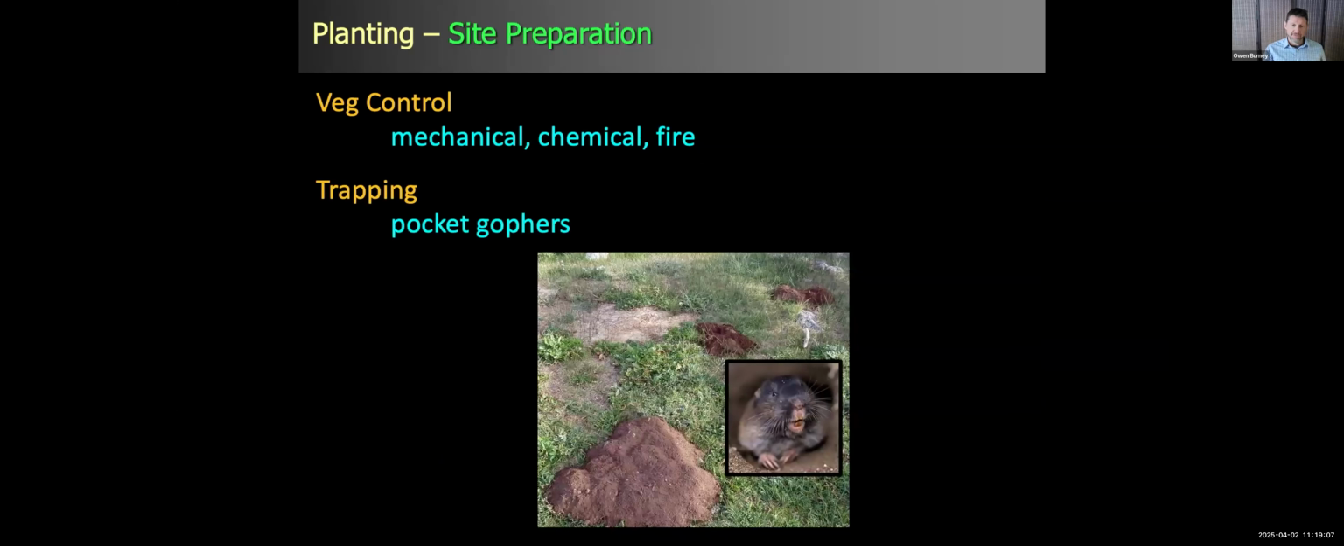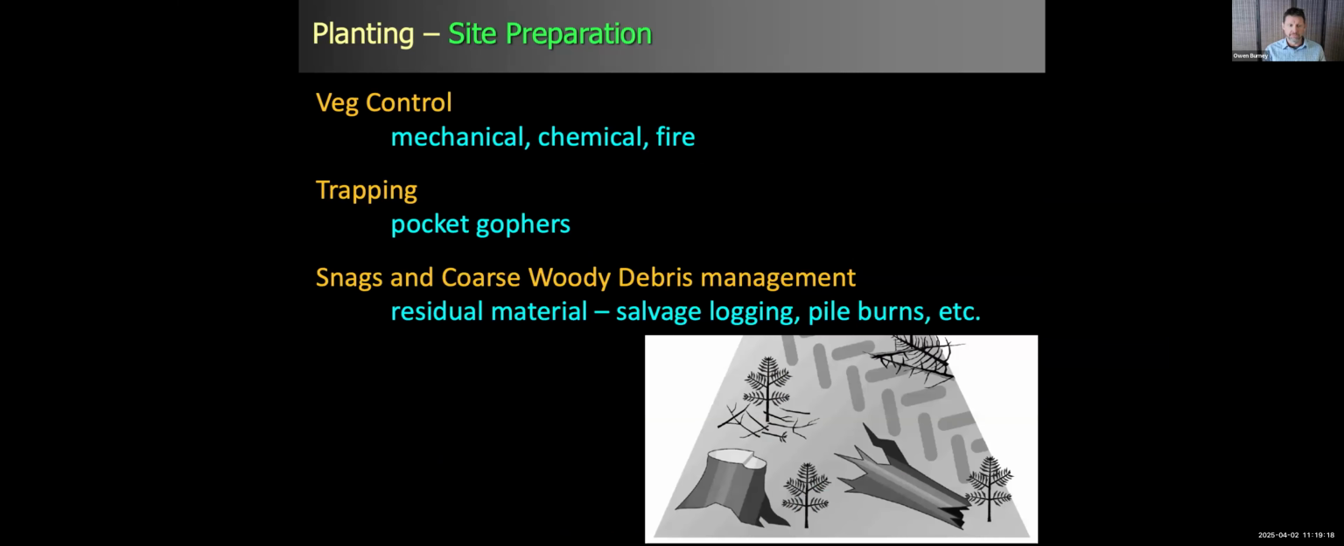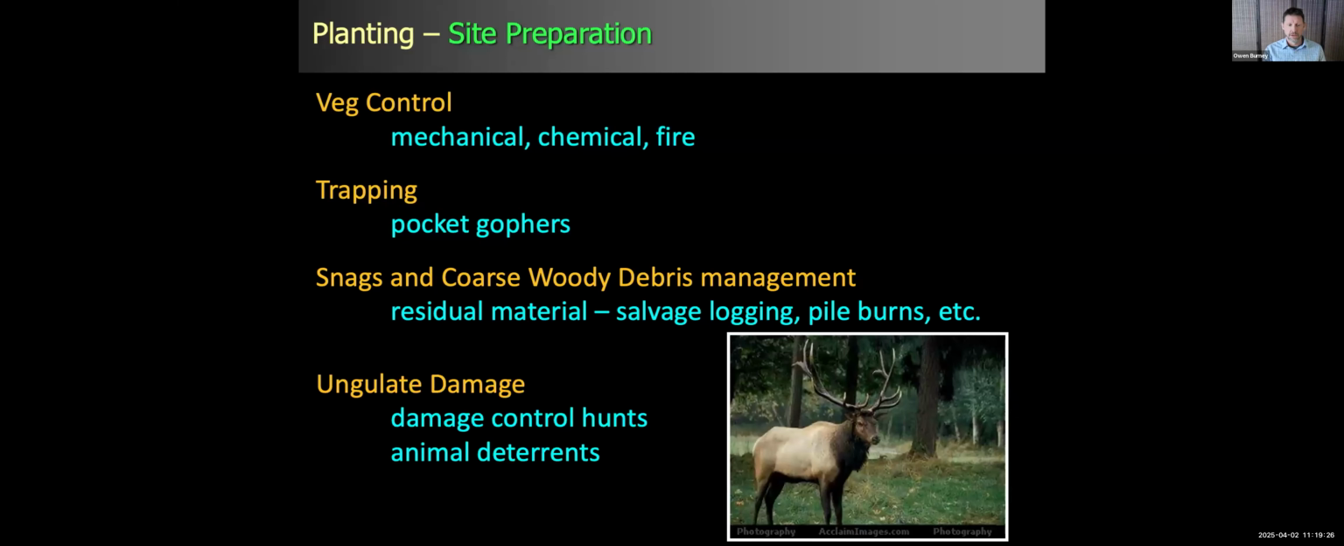And pocket gophers have decimated many of my research plots. So this is a big problem, and trapping may be necessary to protect those trees before you plant. There may be a need to control and manage the snags and woody debris, and that could be through salvage logging or pile burns. And honestly, elk and deer to me have just been the biggest problem for a lot of my planting sites. So there are preventative measures such as damage control hunts or animal deterrents like air cannons that can be placed before we even start planting.